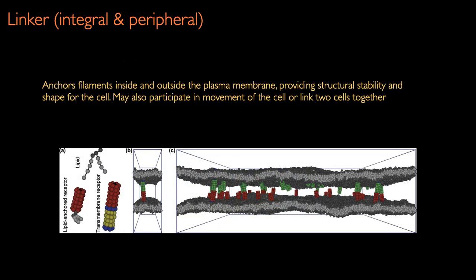Then we have linker proteins that can also be integral or peripheral, and their function is to anchor filaments that make up the skeleton of the cell, but they also anchor filaments outside of the cell, so 2 cells stay together, or they may also participate in the movement of the cell.